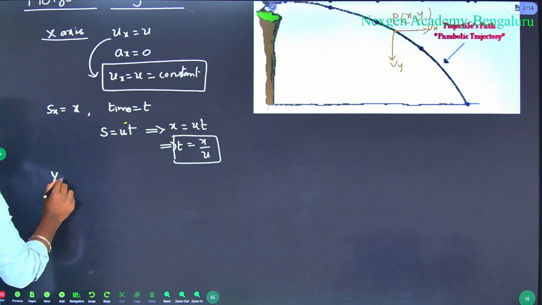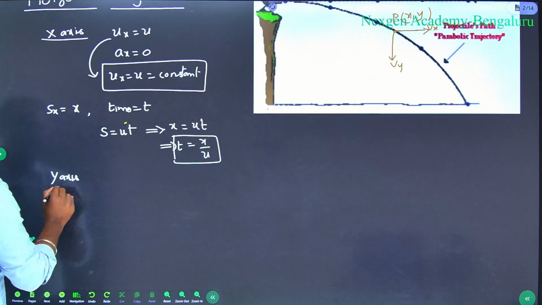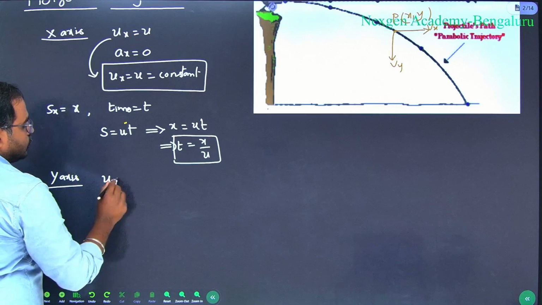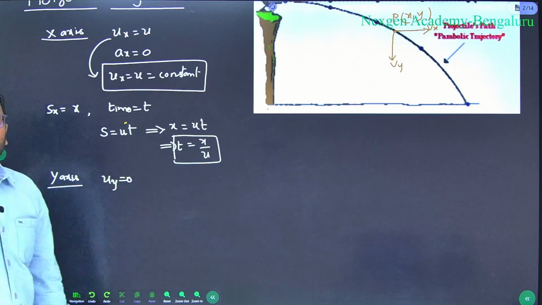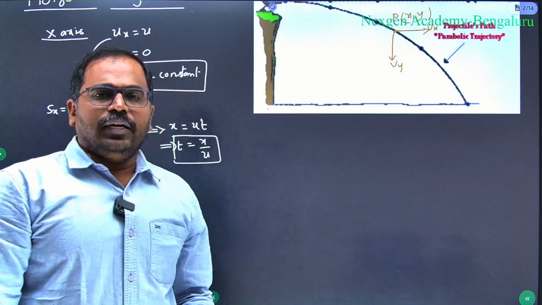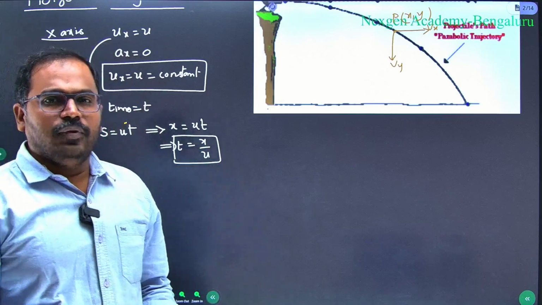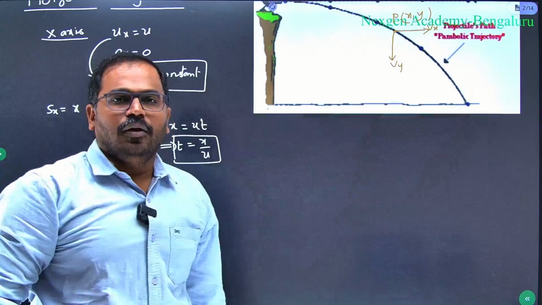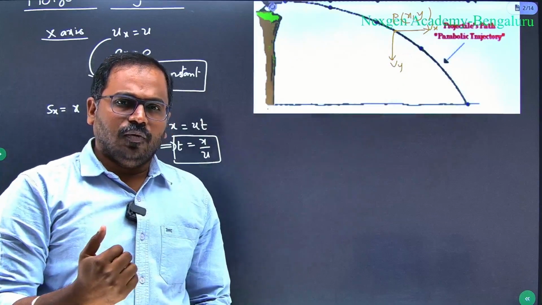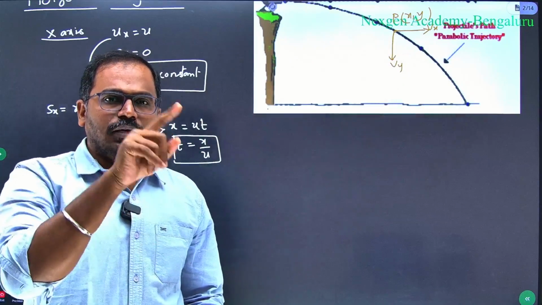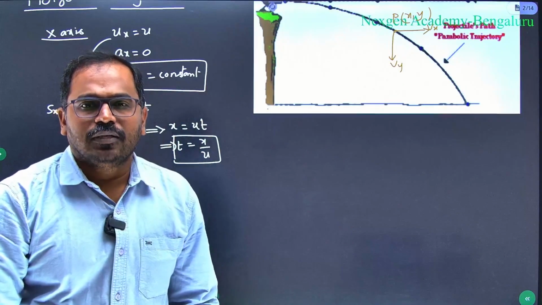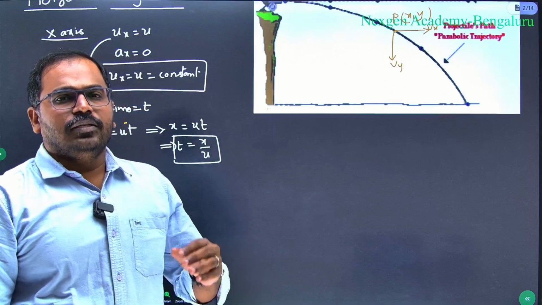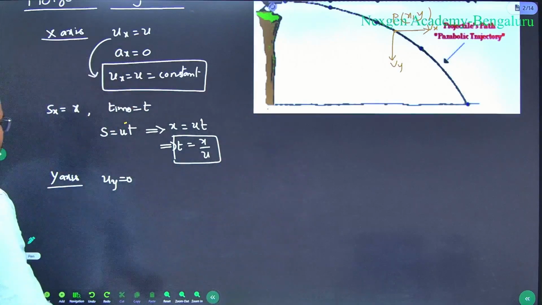y axis, if you take along y axis, you have velocity is equal to 0, body velocity is equal to 0 in vertical direction, because what is the direction we projected the body? In this way, horizontally we projected the body, not the vertical direction. So in vertical direction, what's the velocity body possess? It is equal to 0. Body possess only horizontal velocity, therefore in vertical direction its velocity becomes 0. Okay, so initially uy is 0.